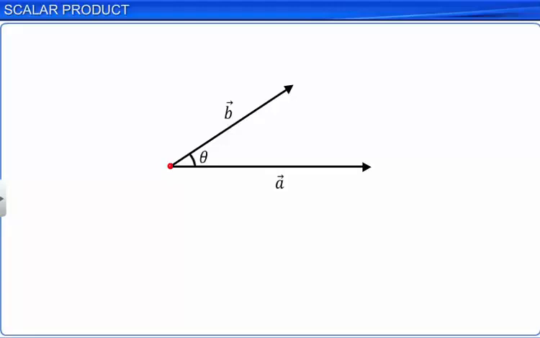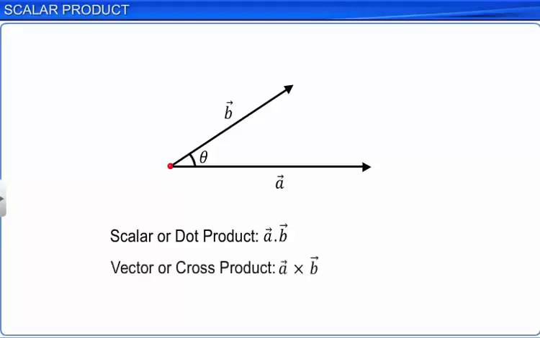Vector multiplication is of two types. One is dot or scalar product, and the other is cross or vector product. The name itself indicates the result. If we use scalar product, the result is a scalar, that is, a real number. If we use vector product, the result is a vector. You will now learn to find the scalar or dot product of two vectors.